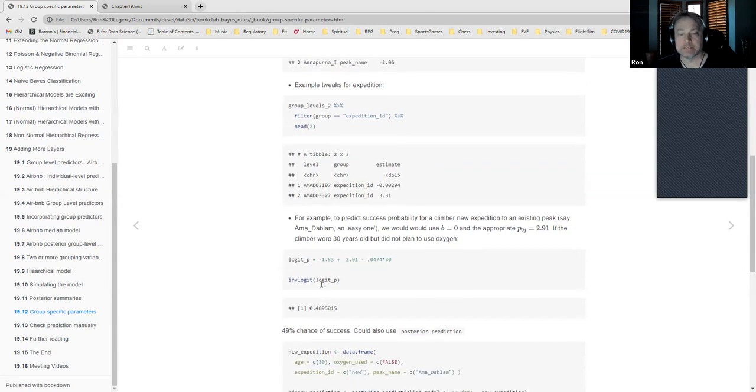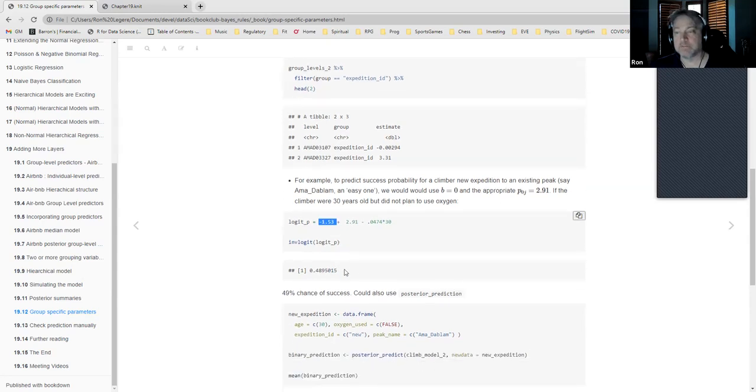If we do that, we come up with the median log odds. Just do the math. There's the age, oh sorry, a 30-year-old guy that did not use oxygen. I forgot to say that part. So here's for the 30 years, here's for the peak. That's just the base intercept. Plug that in, take the inverse logit, and it's a 50% chance of success for that guy not using oxygen. Well, maybe he should use oxygen.